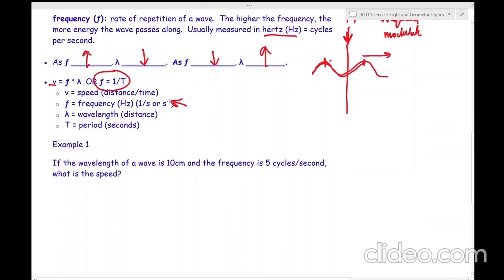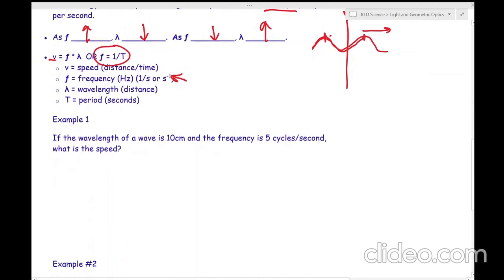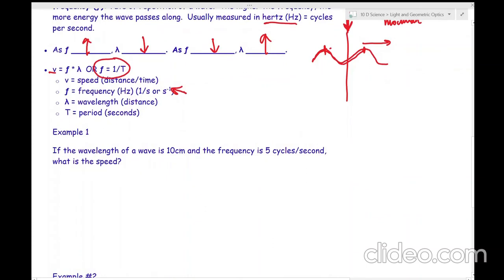So I've got two sample problems here. It says if the wavelength of a wave is 10 centimeters and its frequency is 5 cycles per second, or 5 hertz, what is its speed? And so if we take a look, we have an equation here. Speed is our letter v here. So v is equal to f multiplied by lambda. And so if I write down all the information I know, I'm looking for v, so that one's a question mark there. But I do know the frequency here, and the frequency in this particular question is 5 per second, or seconds to the minus 1.